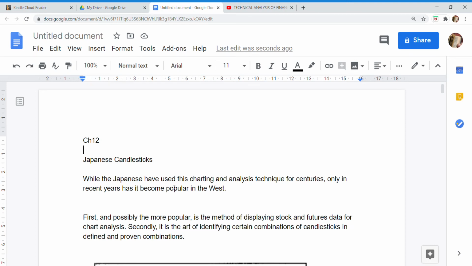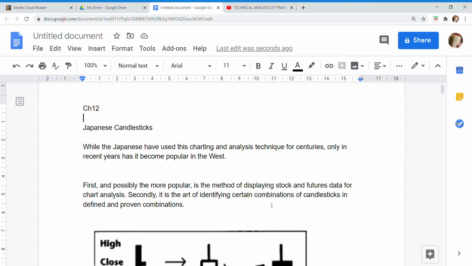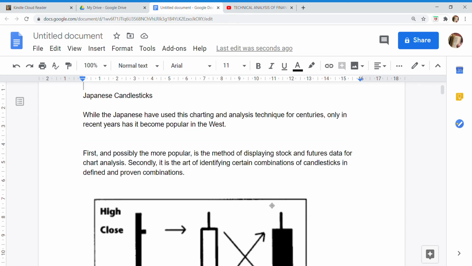Chapter 12, Japanese Candlesticks. While the Japanese have used this charting and analysis technique for centuries, only in recent years has it become popular in the West. First and possibly the more popular is the method of displaying stocks and futures for chart analysis. Secondly, it is the art of identifying certain combinations of candlesticks in defined and proven combinations.